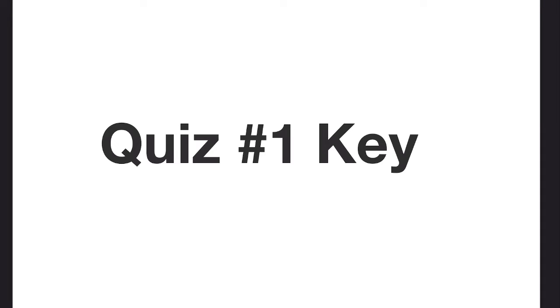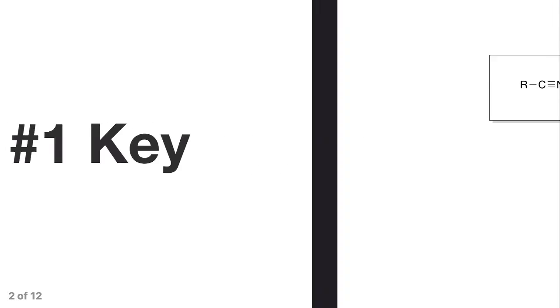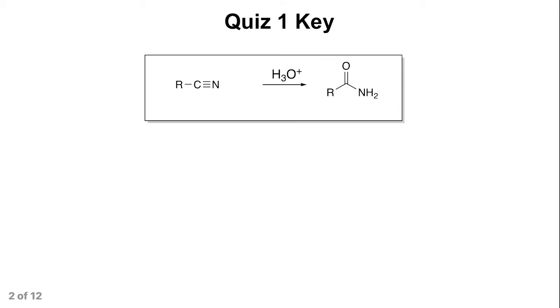Okay, here we go. So we're going to walk through the answer key to quiz number 1. So this was the problem you were given. You have a nitrile, and we're doing acid catalysis with acidic water, and we're turning that into an amide.